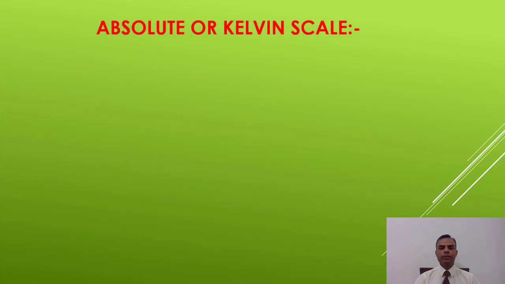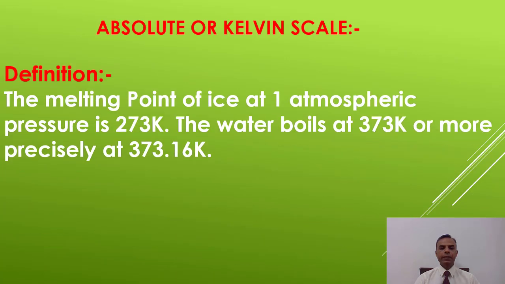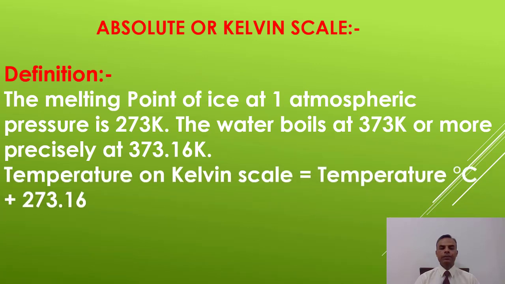Third scale, absolute or Kelvin scale of temperature. Definition: the melting point of ice at 1 atmospheric pressure is 273 Kelvin. The water boils at 373 Kelvin or, more precisely, at 373.16 Kelvin. Temperature on the Kelvin scale is equal to temperature in Celsius plus 273.16.